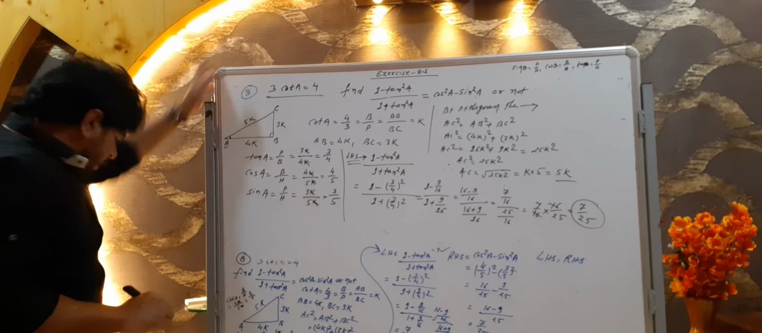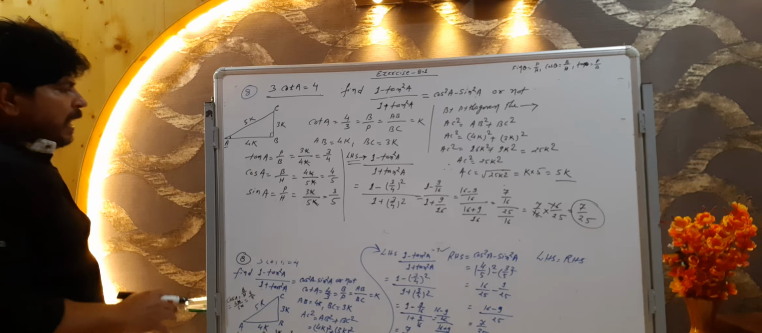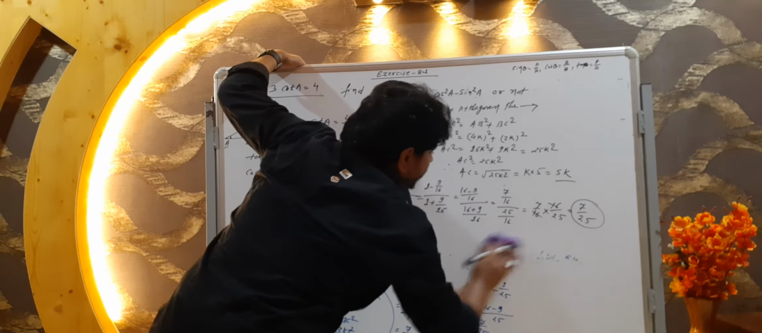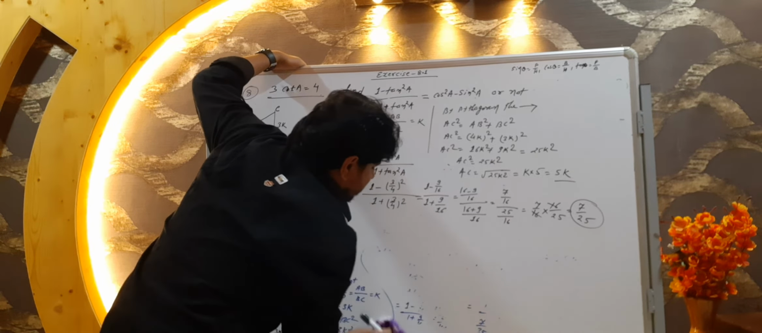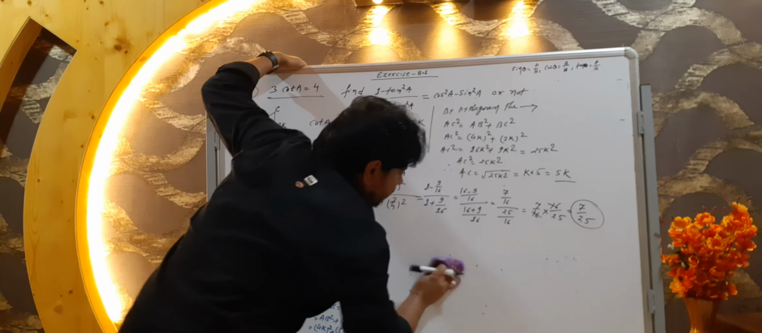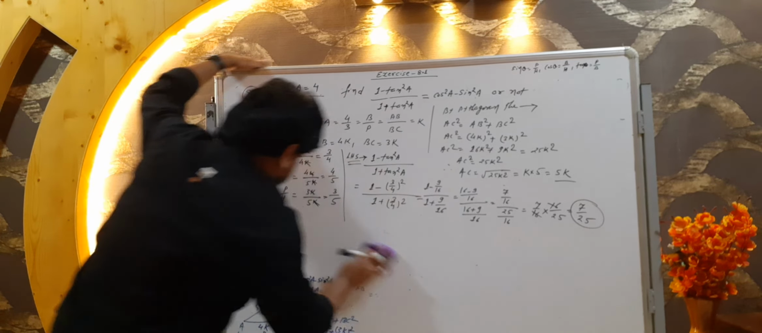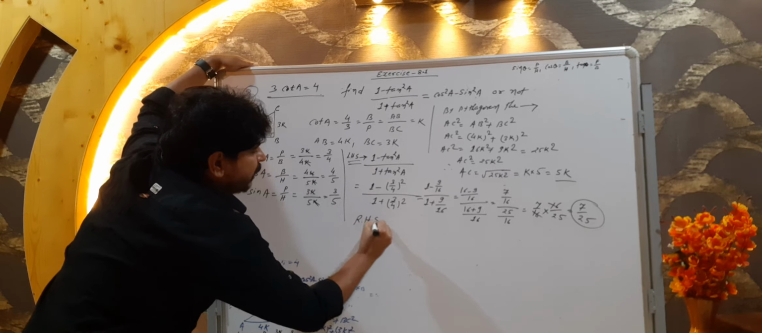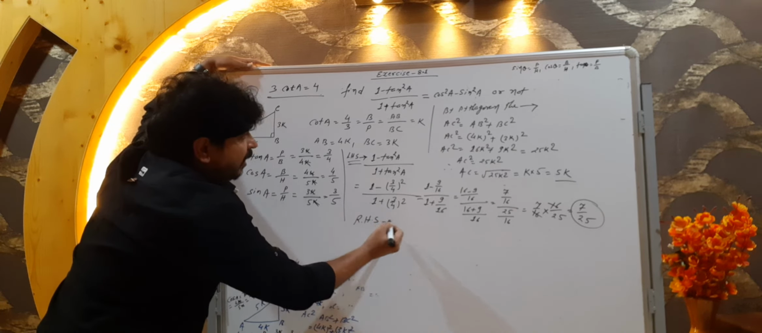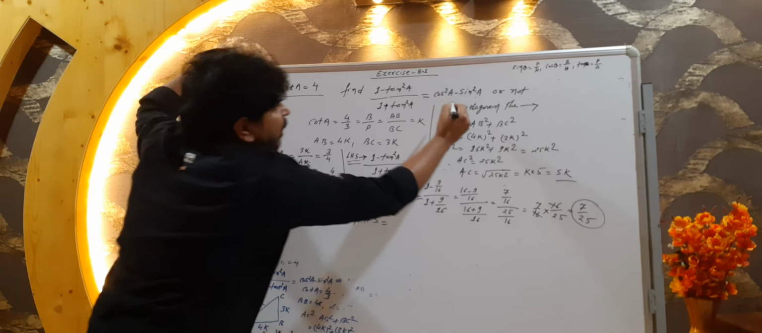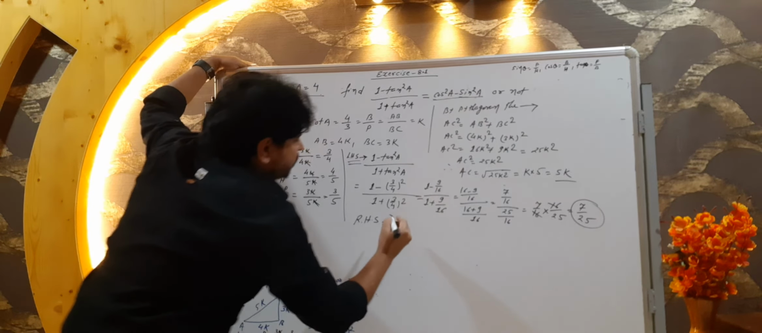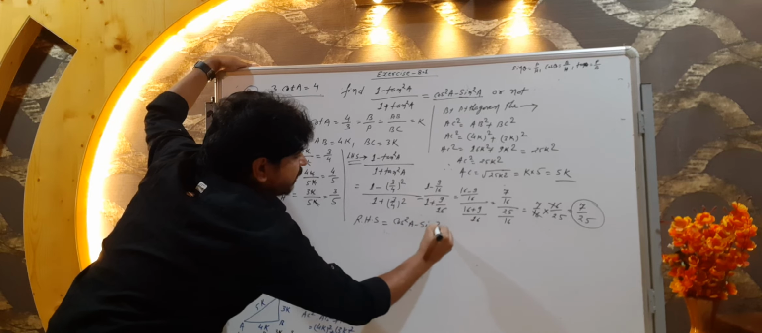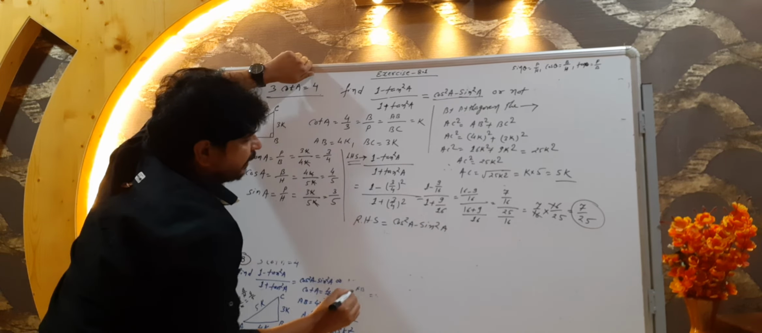Now what to find out? Now we will find out the value of RHS. Let's see how we will find it. It is simple. See guys, what is RHS? See here, cos square A minus sin square A. RHS is cos square A minus sin square A.